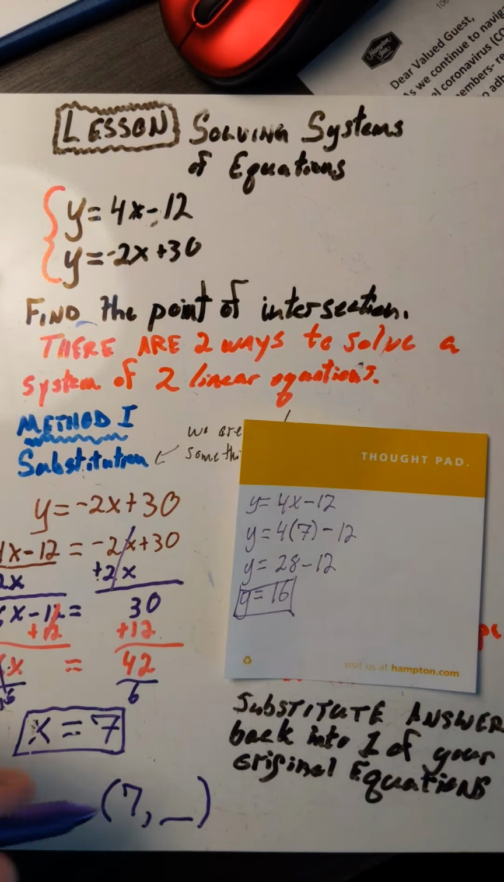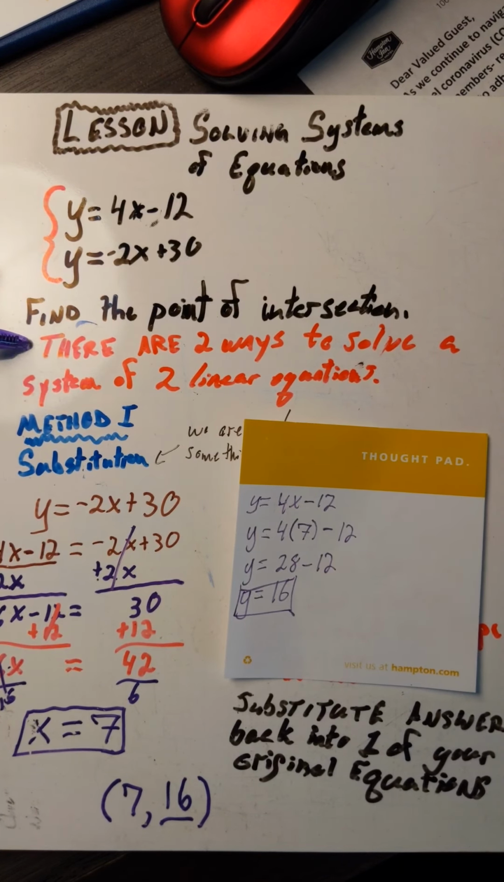But here's the lesson in a nutshell. We wanted to know where these two lines share a common point, meaning where they cross if we were to graph them. We learned that there are two main ways that people solve a system of two linear equations. The first method we learned today is substitution, and that involves replacing something in one equation with what that thing is equal to. In this case, we said that y was equal to some quantity, so we replaced one of our y's with what the other y is equal to.